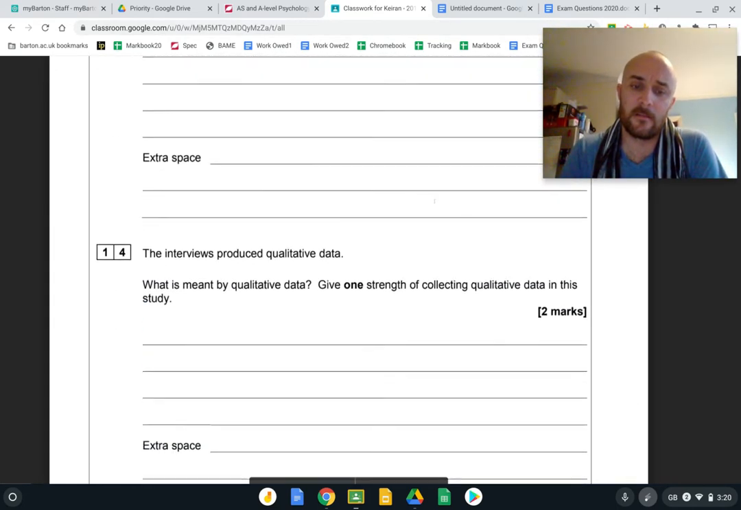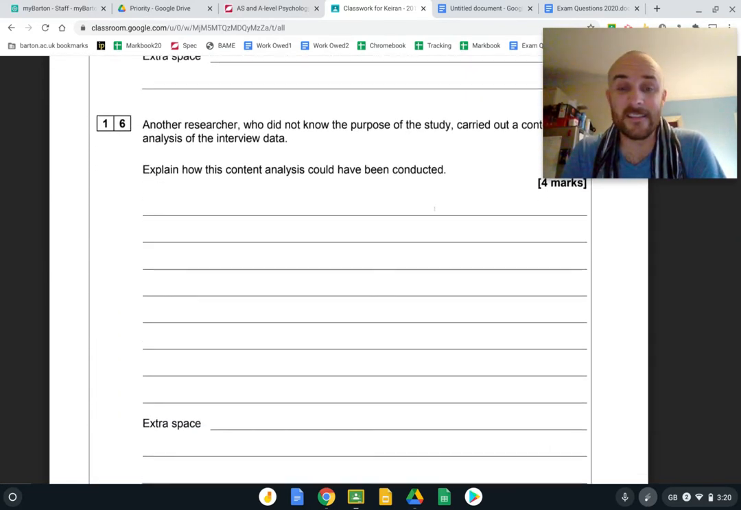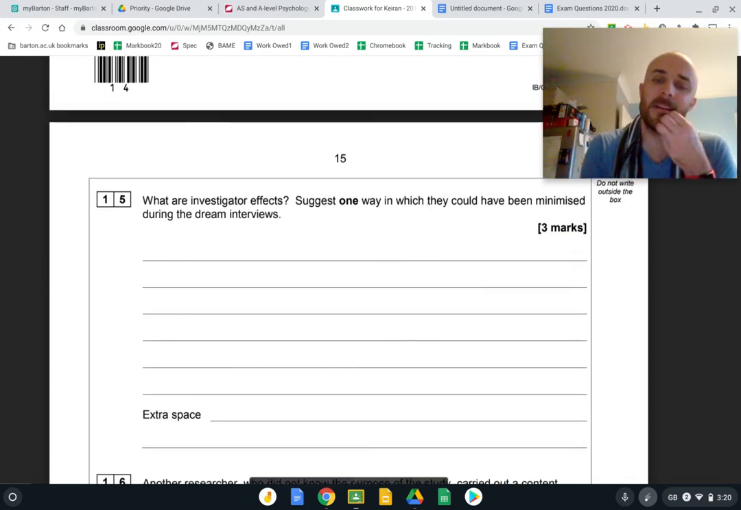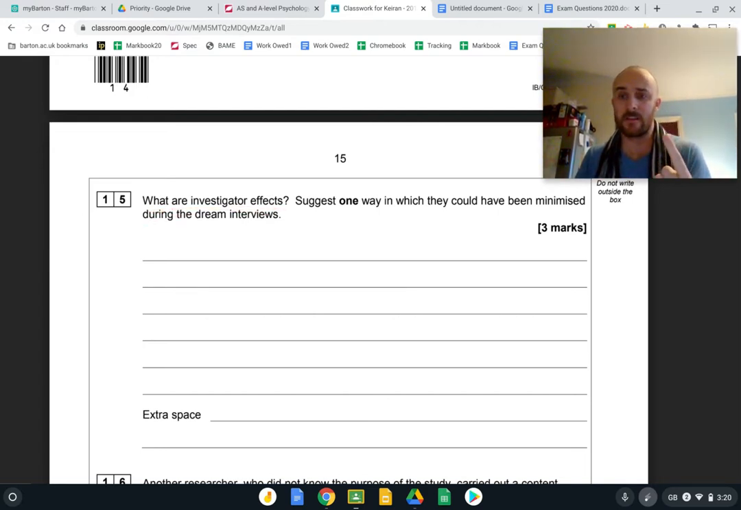And so you've got qualitative, investigator effects, content analysis. Yeah, I mean, it's really subtle. Again, 3 marks. Again, same sort of question. What are investigator effects? You've got 1 mark for saying what investigator effects are. AO1, not important. Investigator effects are when the investigator can sometimes have conscious or unconscious, undesired effects upon the participants, and they give away what the study is about.